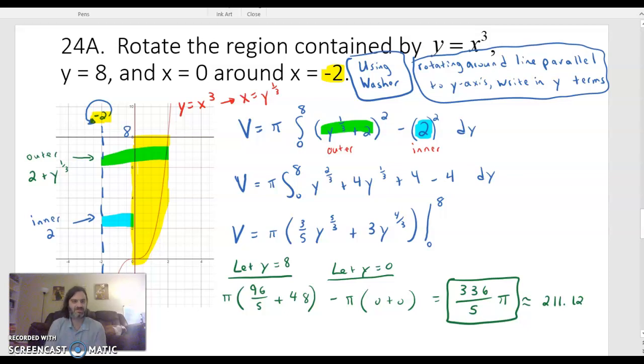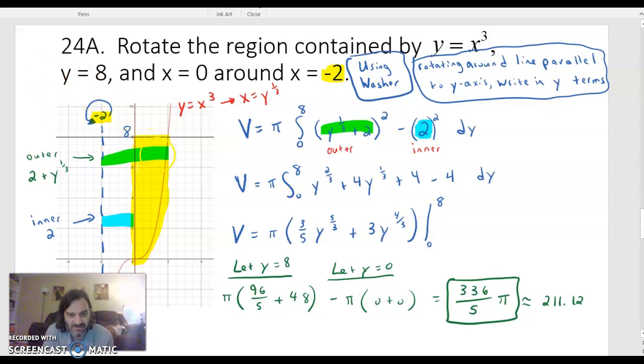Alright, we got another practice problem we're going to walk through here. It says to rotate the region contained by y equals x cubed, y equals 8, and x equals 0, and we're going to rotate that around x equals -2, and we're going to find the volume. I'm going to do this using washer and shell.